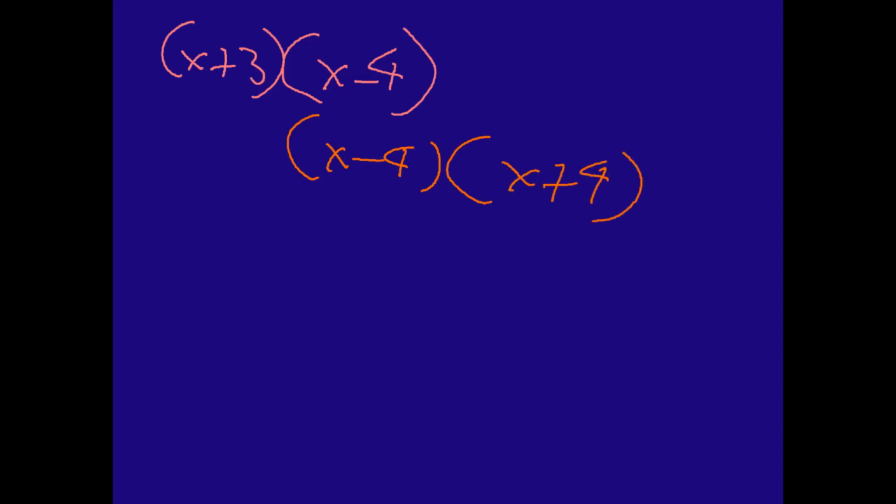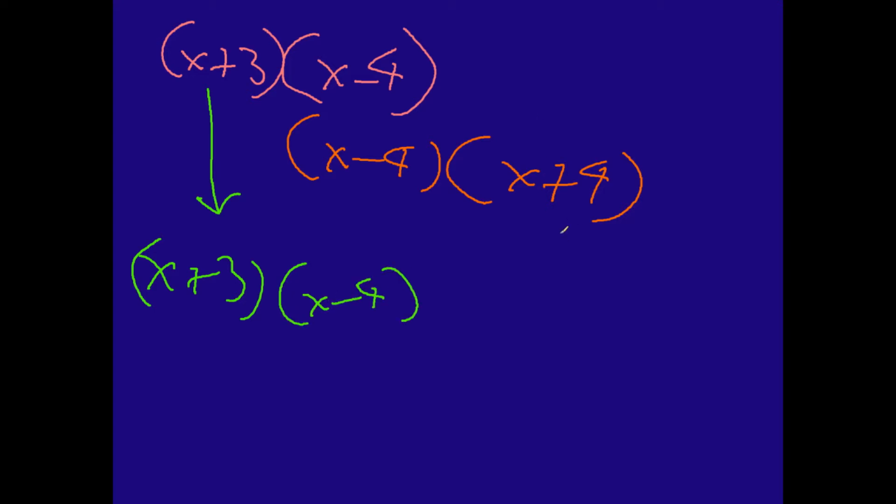Now we bring down all of these different factors, especially the ones that are not in common. We bring down the x plus 3. We bring down only one set of the x minus 4, since we don't need both. And then we bring down this x plus 4 that's by itself. This right here is the LCD, the least common denominator for our two rational expressions.